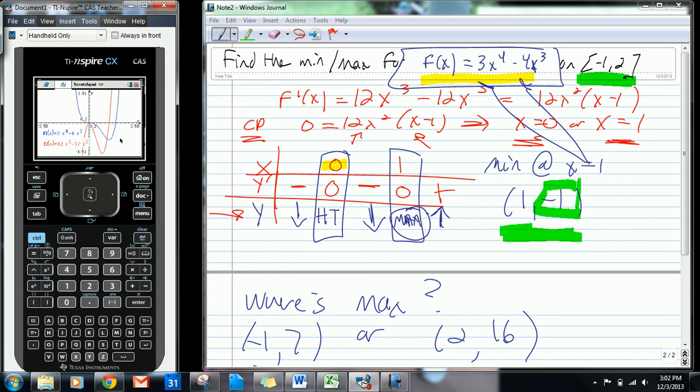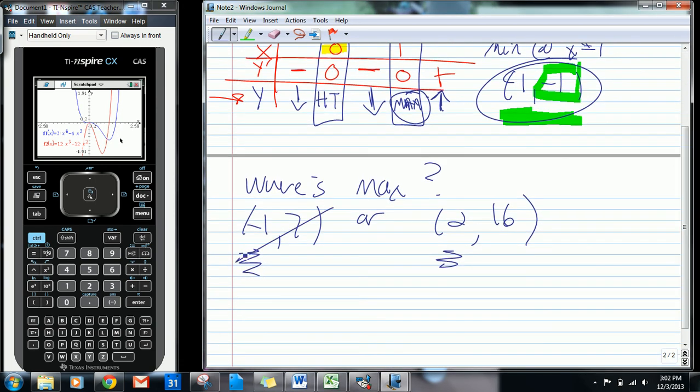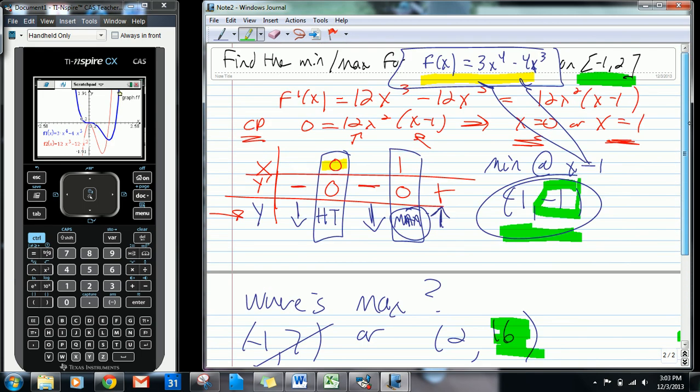Right? So minimum value, negative 1. There's got to be a max. Since 16 is greater than 7, my maximum value is 16. It happens way up here at x equals 2, the right endpoint of the original closed interval. All right? So in conclusion, we're using the first derivative to find and verify min and max values.